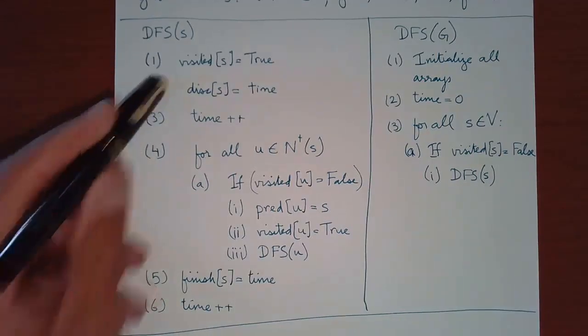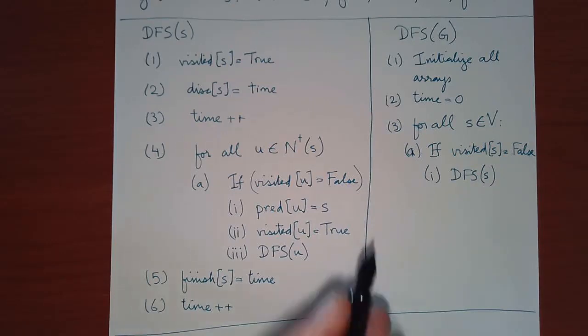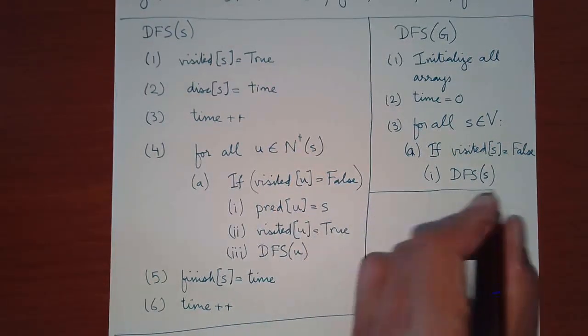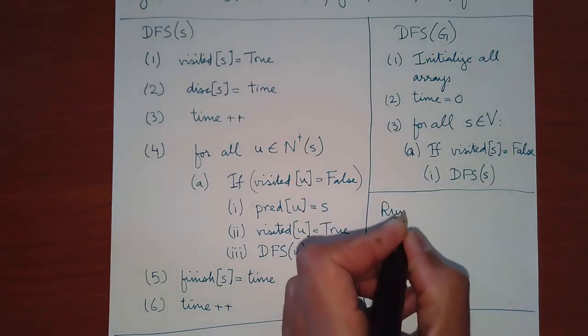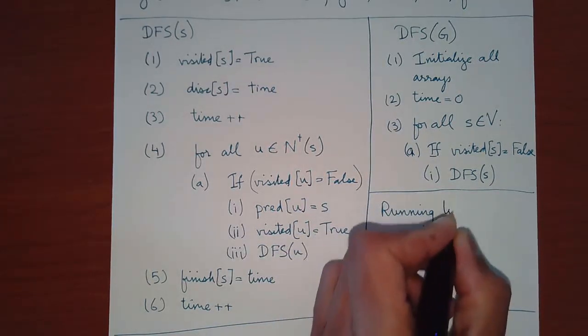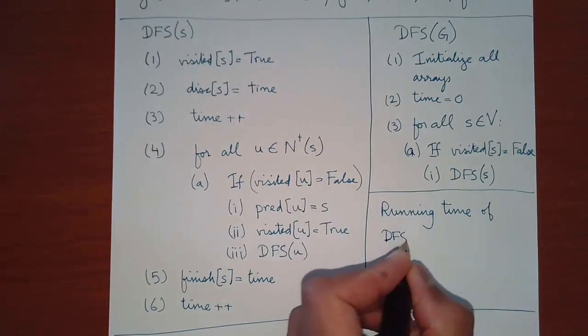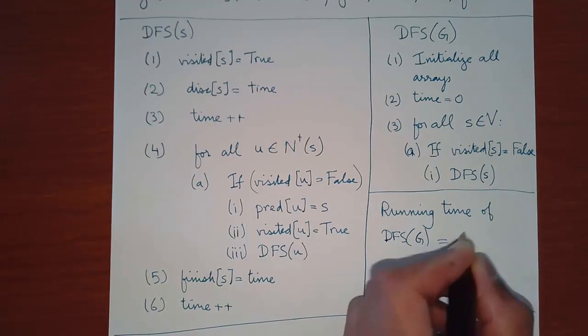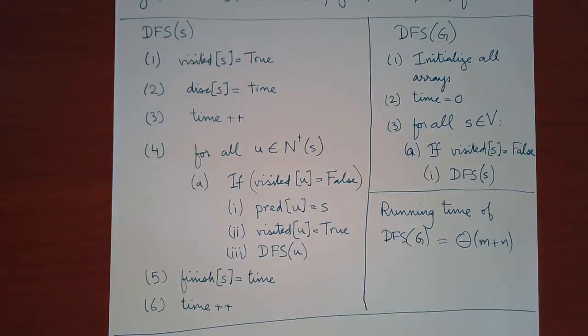This is the power of DFS. You can use these discovery and finish times to do many fairly surprising things. And I'll say that the logic for BFS and DFS in terms of running time is exactly the same. So the running time of depth first search on the entire graph is linear, right? So it's a linear time procedure.